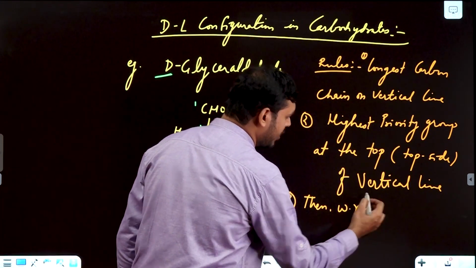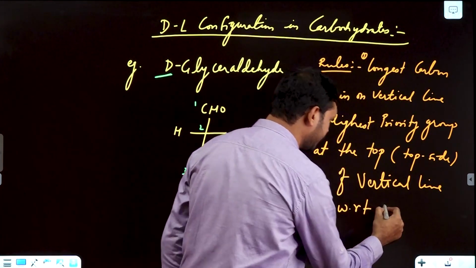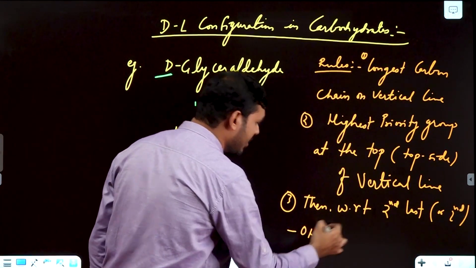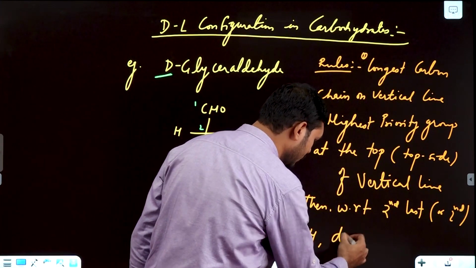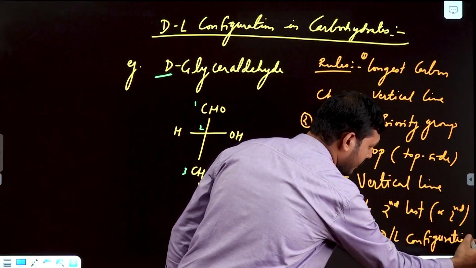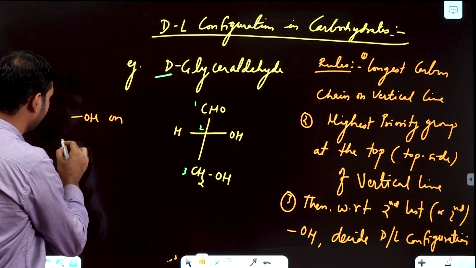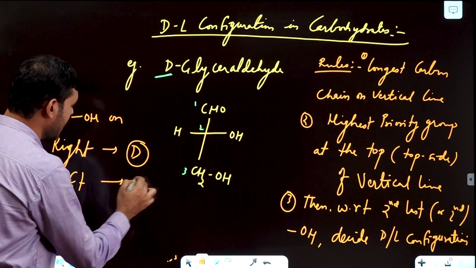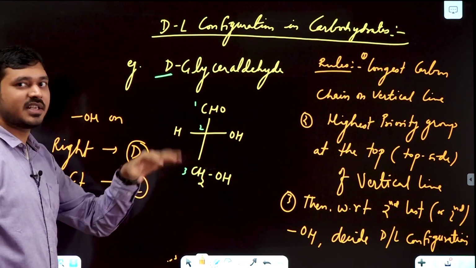Then, to make the definition easier, I am using the simplest terms. Then with respect to second last OH. Now this second last, I will discuss with respect to the example. Okay, then with respect to second last OH, decide DL configuration. Okay, see, OH on right, then D configuration, and left, then L configuration. Now for memory you can remember left L. Okay, left side OH, then L, then right side will be D configuration.